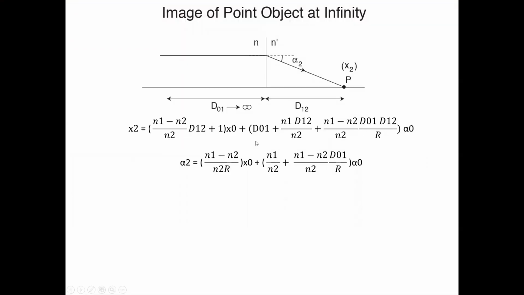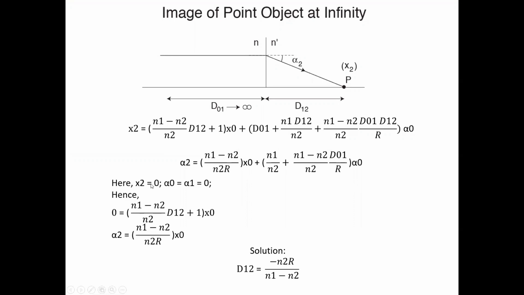And so I have my set of equations. Here I write x2 again becomes 0 because all the rays come to a focus at a point. And alpha naught equals alpha 1 equals 0, right? Because all the lines are parallel to the optical axis. So no angle is subtended by the incident rays. So those angles are 0.